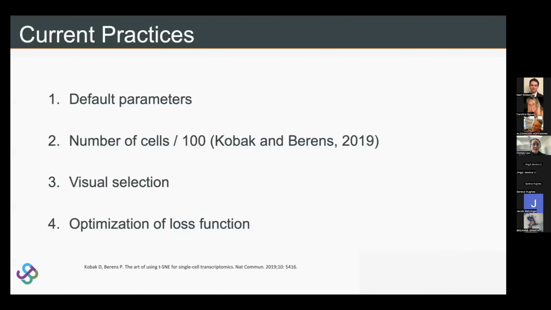So some current practices, sometimes people just use the default parameters. Usually this turns out to be like perplexity 30 or 40 for t-SNE. There are also some general guidelines, like the number of cells divided by 100. And then there can be visual selection. So some researchers will try a variety of hyperparameters and then select from the output visualizations. The problem with that is that it's not very replicable and really depends on what the researcher expects to see.